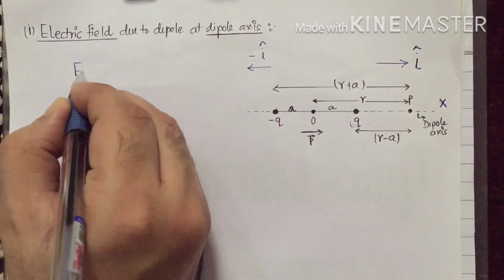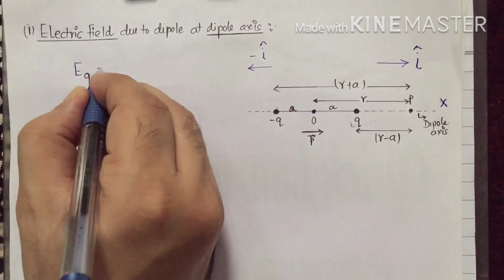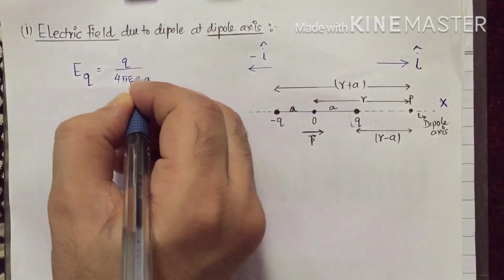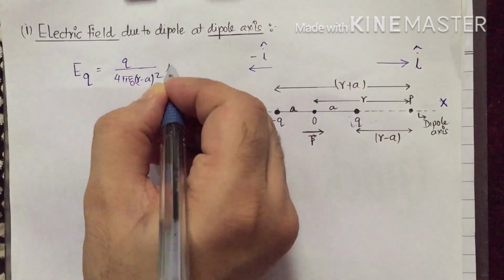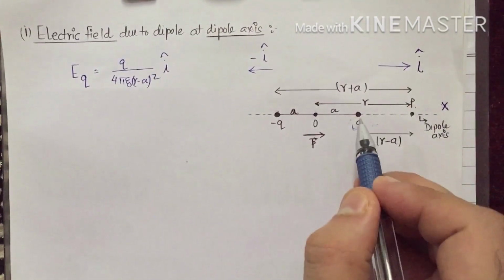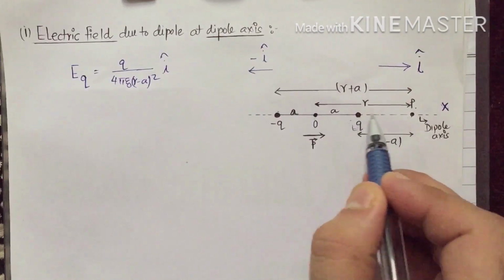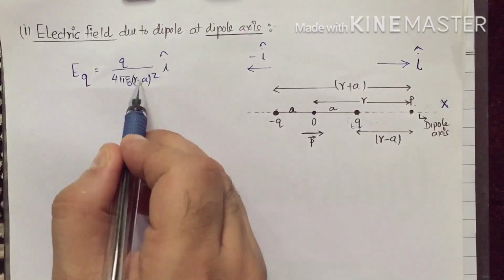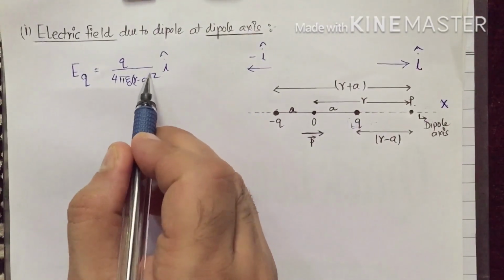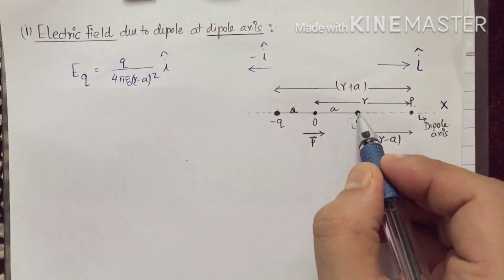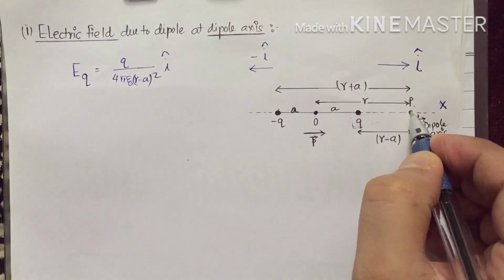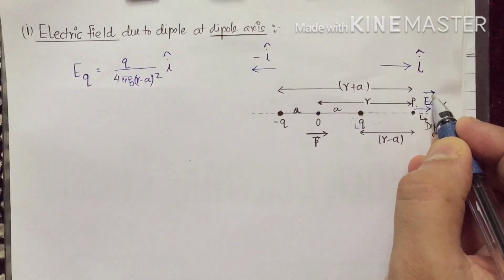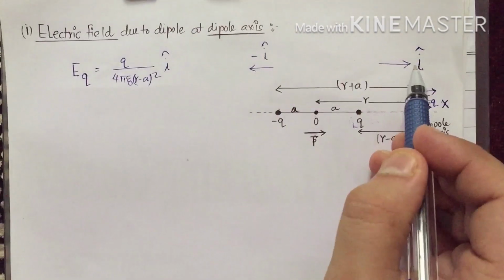So the electric field due to charge q is given as q divided by 4 pi epsilon naught (r minus a) whole square into i cap. The electric field at point P due to charge q depends on the distance from q to P, which is r minus a. The charge q will repel the test charge present at point P towards right. So this is the electric field due to charge q towards right, therefore towards i cap.